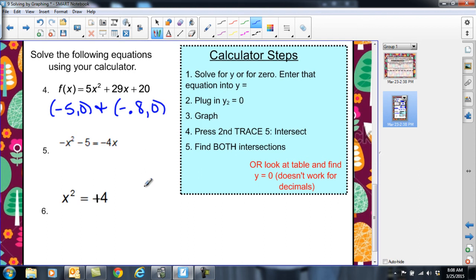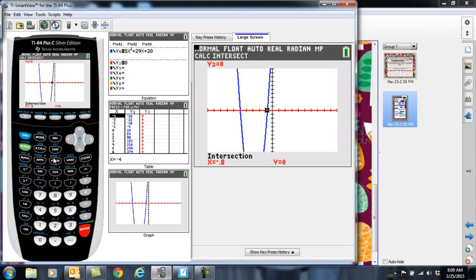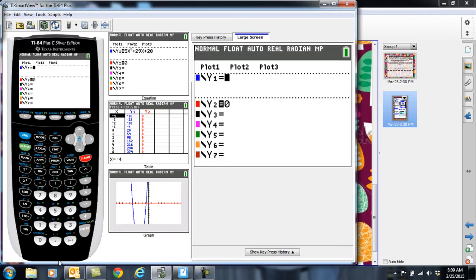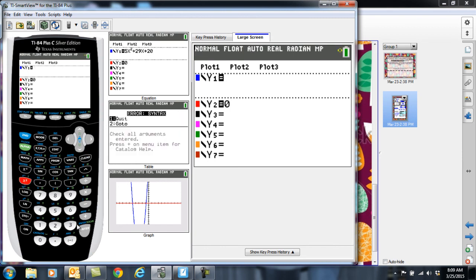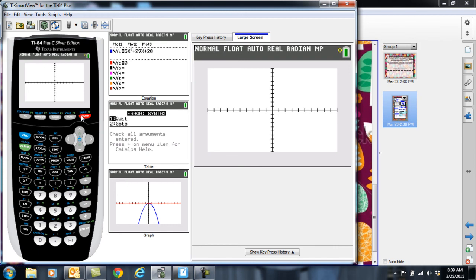So number 5 here says negative x squared minus 5 equals negative 4x. Well, I've got to get this negative 4x to the other side, so I'm going to add 4x. So this will become negative x squared plus 4x minus 5 equals 0. Now I can plug it into y equals. So y1 becomes negative x squared plus 4x minus 5, and y2 is going to stay 0. I want to keep that there. And then I'm going to hit graph so I can see what happens.